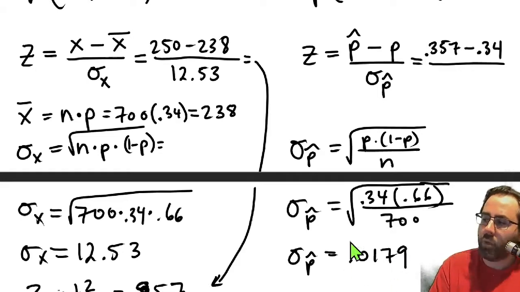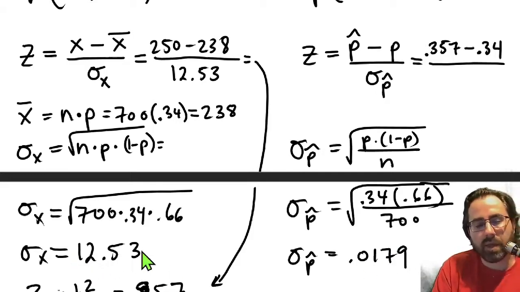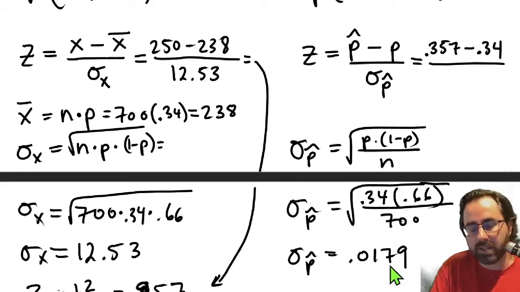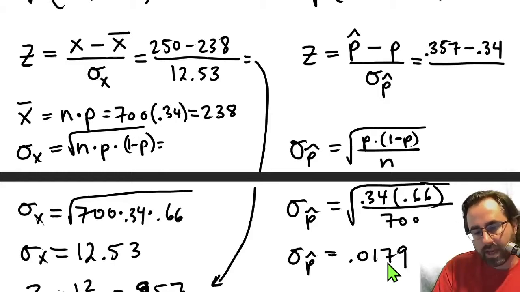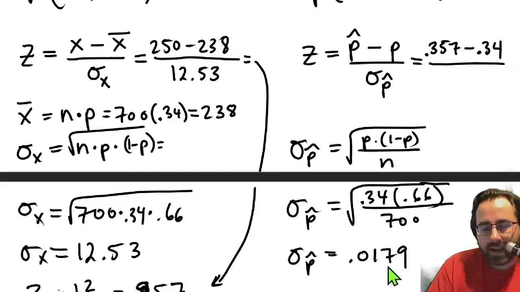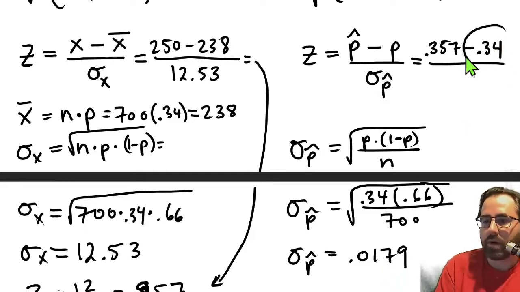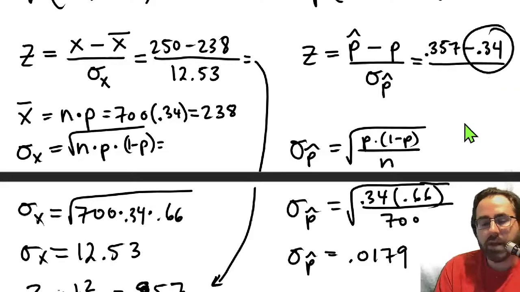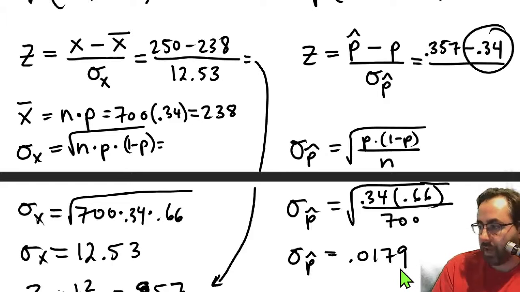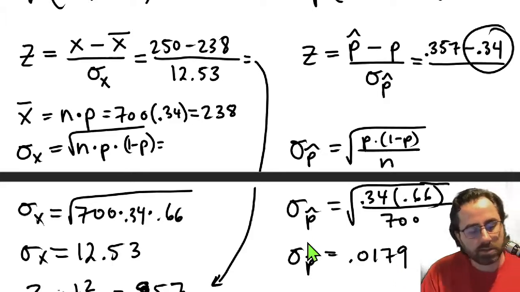Now, why is this so much smaller than this? Well, they reflect the same situation, but this is like you're counting whole individuals, and here you're dealing with percentages. So this is saying that the typical sample will vary from the average sample by 0.017, or about 1.7%. And that makes sense, because if we expect 34% on average, the typical sample will vary by about 1.79%. That's what standard deviation measures.